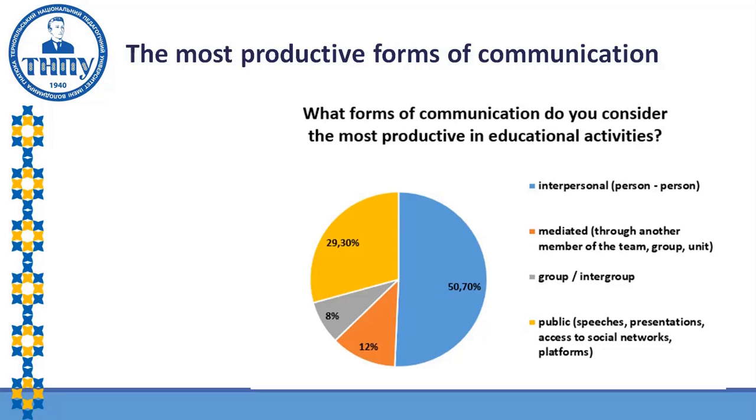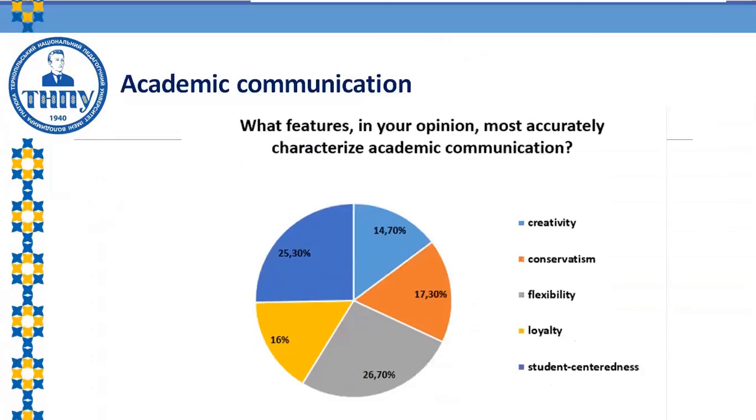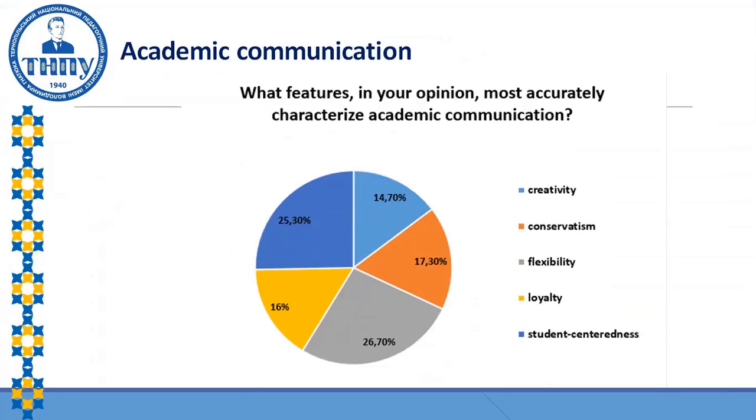This is natural because attention to the educational needs of students is rather a request that has formed a student-centered approach, the philosophy of modern progressive universities. The features most clearly characterizing academic communication, in the opinion of the respondents, are flexibility and student certainness, which provide comfortable conditions to interact, develop students' individual trajectories, achieve both personal and professional goals.